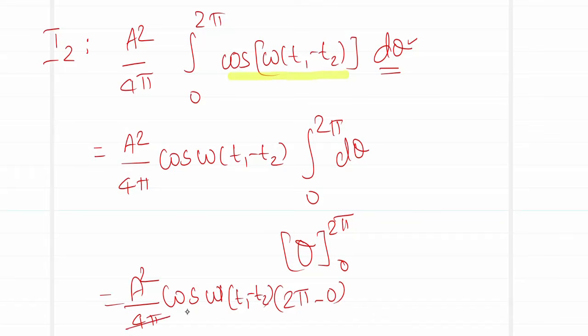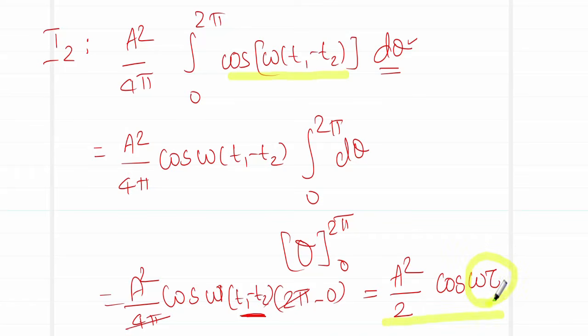Now what happens? This 4 pi can be cancelled with the constant 2 pi over here, leaving A square divided by 2, as 2 goes into 4 two times. So 2 will be remaining. What I will have is cos omega into, now we have to notice, T1 minus T2. What is the way to represent T1 minus T2? We always represent it by tau. So what do I finally have over here? I have A square divided by 2 cos omega tau.